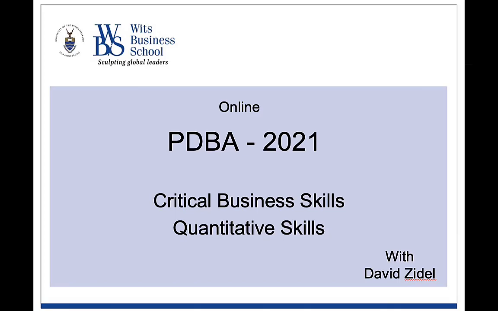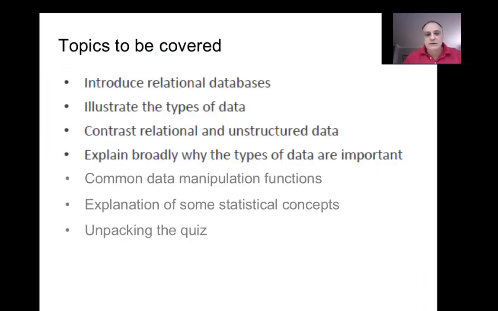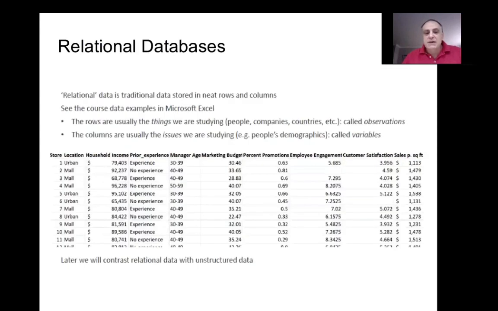The topics we're going to cover: we'll talk about relational databases, different types of data, contrast relational and unstructured data, and then we'll talk about some of the common data manipulation functions, some statistical concepts, and then we'll unpack the quiz. I'm going to run through this very quickly. You've got your main videos to go back and watch, but just to highlight some things that might be important.